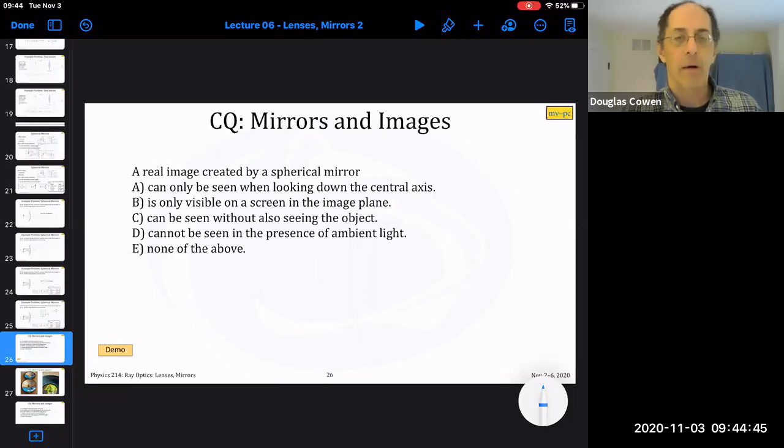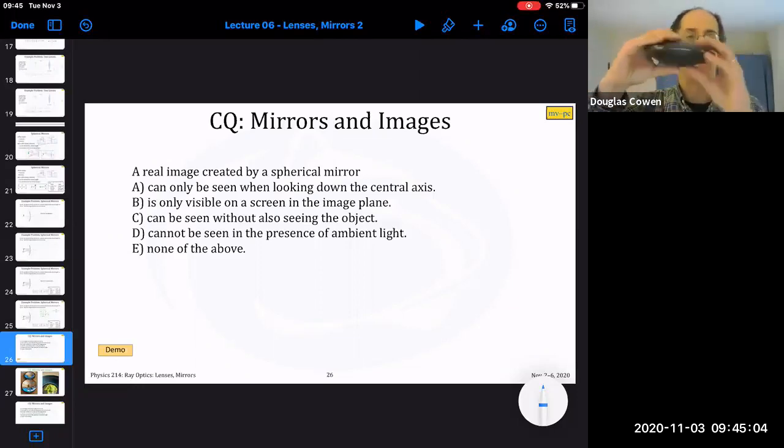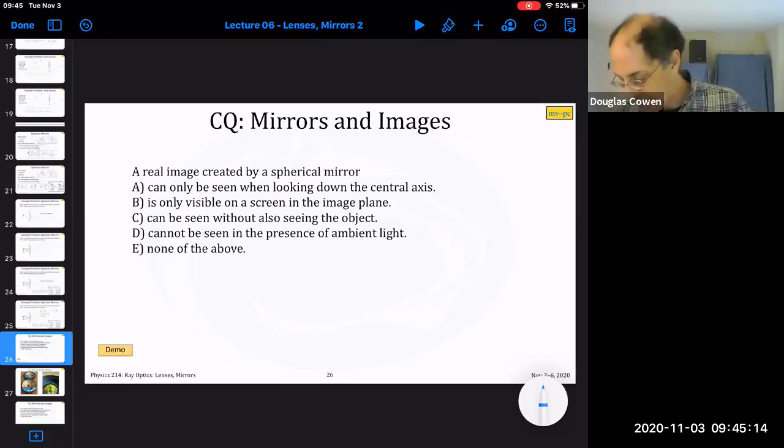Okay, so most people chose C, and that is indeed the right answer. Let me show you an example of this. I have here two spherical mirrors that fit right on top of one another like this. If I put a little frog inside, so it's inside the mirror at the bottom, and then put the other mirror on top, a real image results. You can't see it, but I can. There's a real image of a frog on top of this little device.